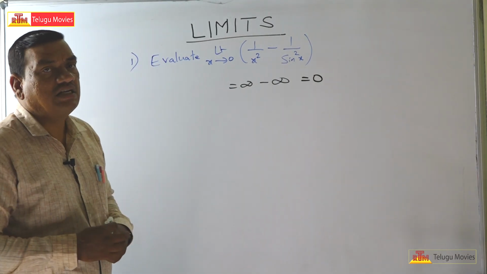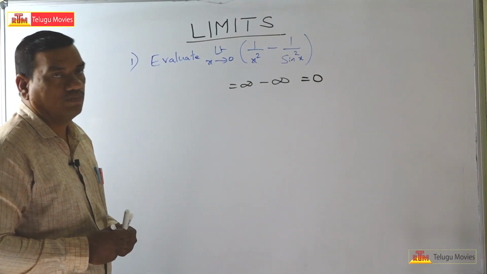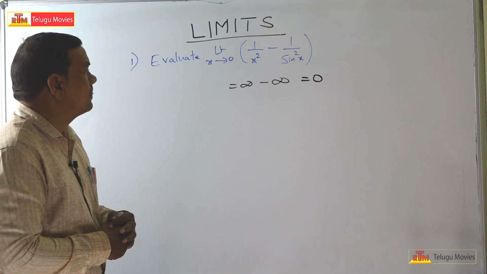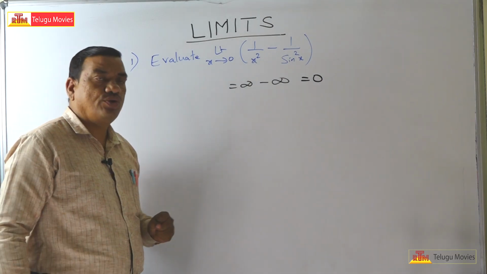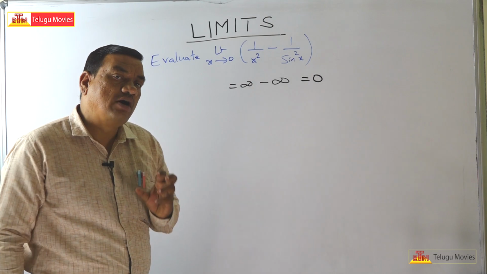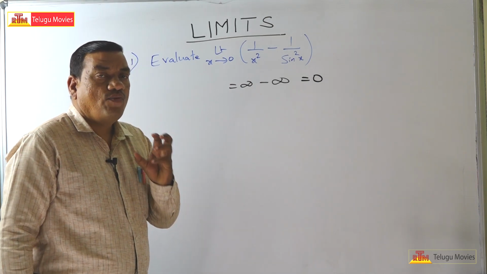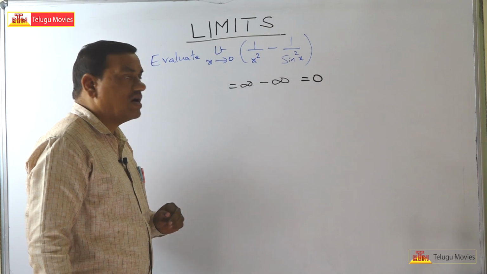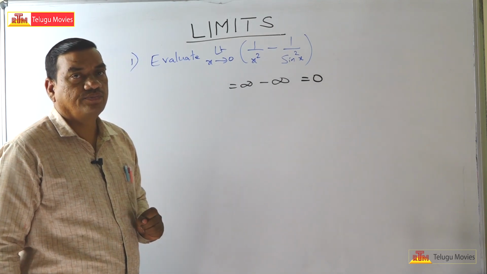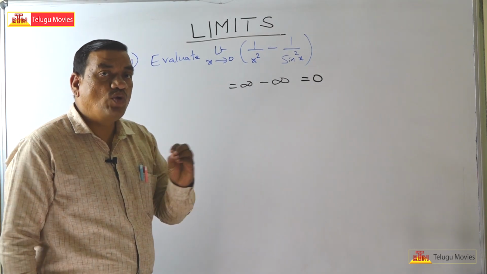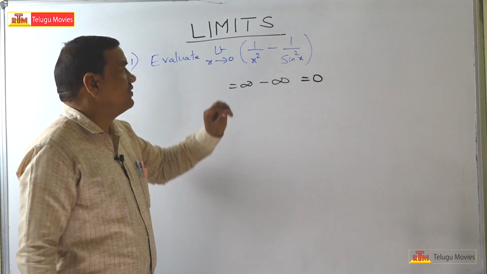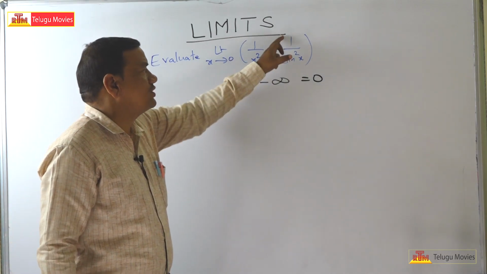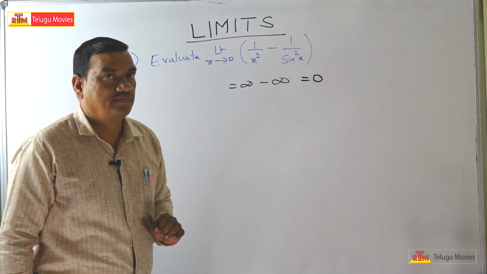Is it a correct answer? No. Why? Because as x tends to 0, we have to observe the behavior of the function 1 upon x square minus 1 upon sin square x.